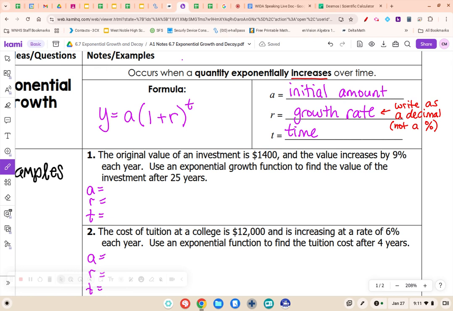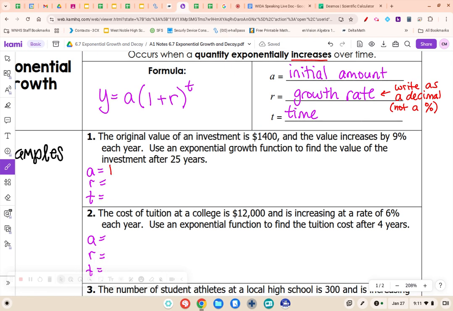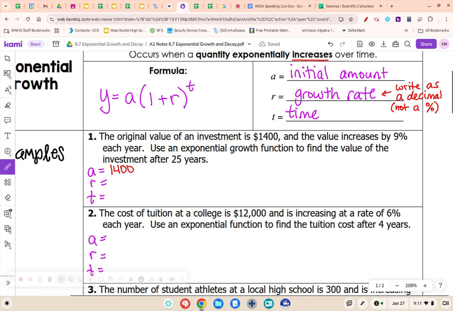The first question says the original value of an investment is 1,400. So guys, that is your initial amount. That's a. The value increases by 9%. We want to write this as a decimal. If you recall, to write a decimal from a percent, you have to move your decimal place 2 times. So our rate is 0.09. You must do that. If you try to type in 9 there, it's going to be a really wrong number. Use an exponential growth function to find the value of the investment after 25 years.